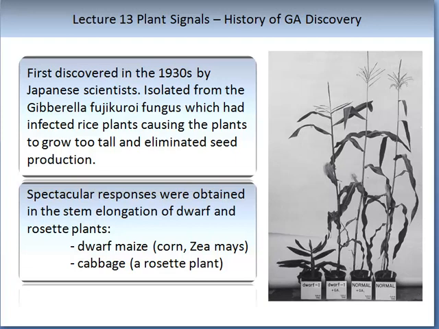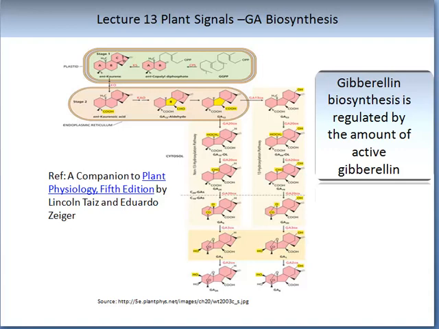On the screen is a visual representation of the GA biosynthesis pathway. This figure can be found in the recommended textbook. The biosynthesis of GA generally occurs in three stages, with these three stages taking place in different locations of the plant cell: the plastid, endoplasmic reticulum, and cytosol.